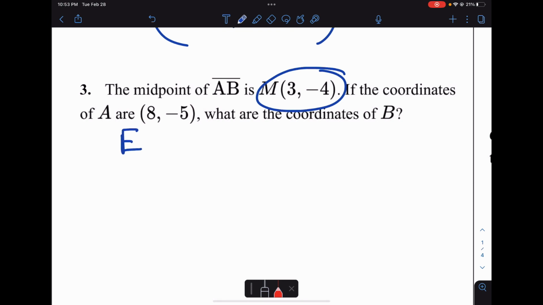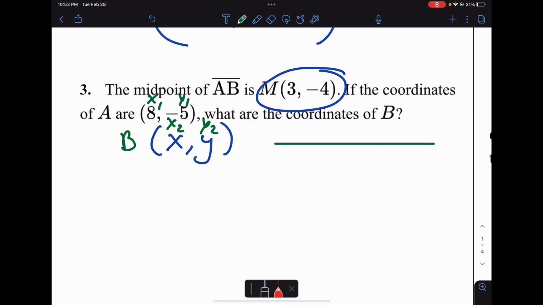So let's say our other endpoint is going to be x, comma, y. Well, if our first endpoint is A, we'll say x1, y1. Instead of E for endpoint, we could just label this point B, and then we'll say that this is x2, y2. To visualize what's going on here, we have our endpoint A, our endpoint B, and then we have our midpoint M.